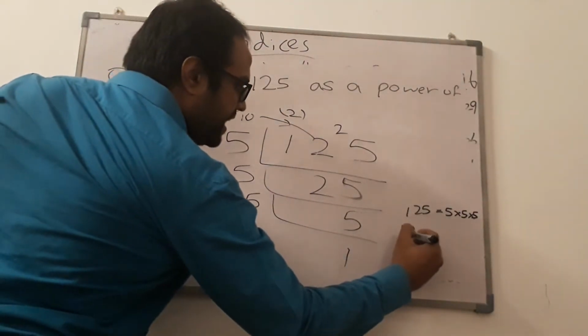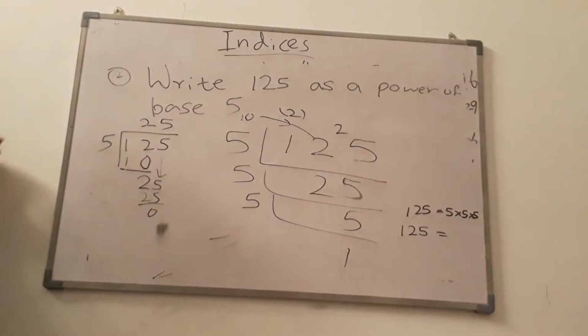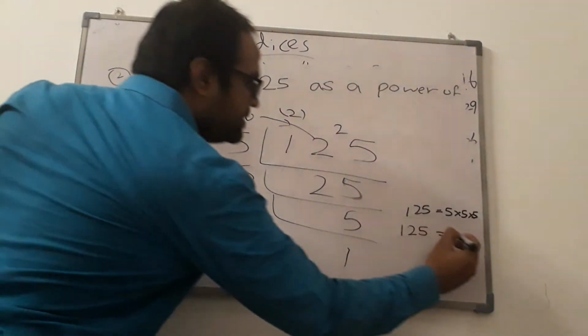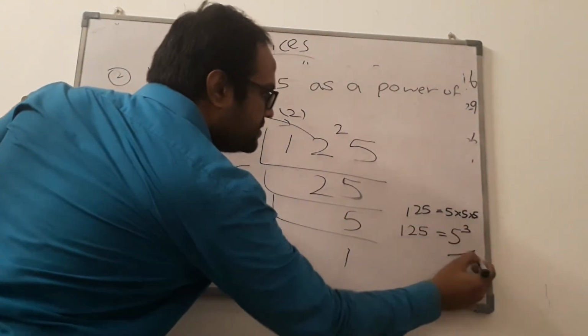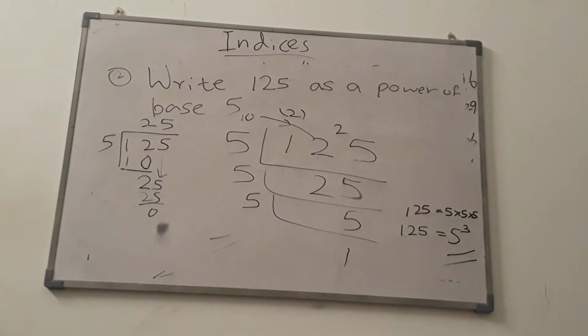So we can write 125. 5 multiplied by itself 3 times means 5 to the power 3. So this is the answer. As a power of base 5, 125 means 5 to the power 3.